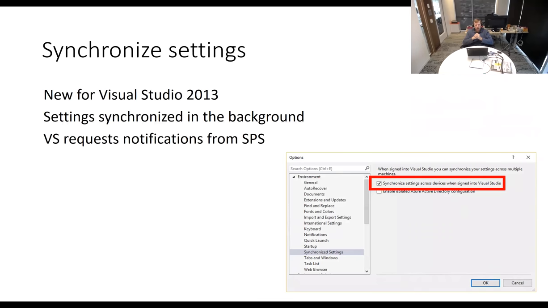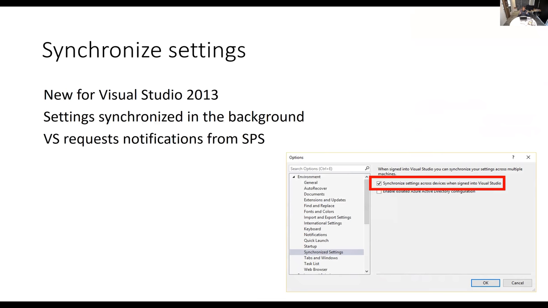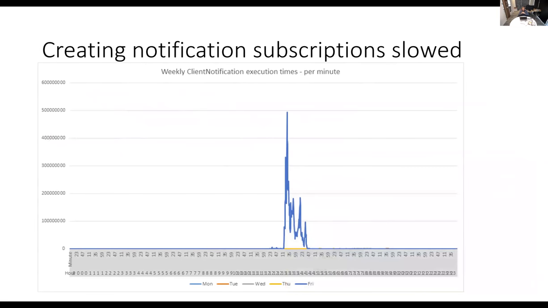So another example. We released a feature back in 2013 to synchronize Visual Studio settings across your computers. You could configure Visual Studio on one machine, and then go to another machine, and your settings would roam, and your Visual Studio would behave the same way. This was done via notifications from a service that we have called SPS, Shared Platform Services. We turned that capability on, and almost instantly we shot up to 500 million requests per minute on creating the subscription notification. And it overwhelmed the system.